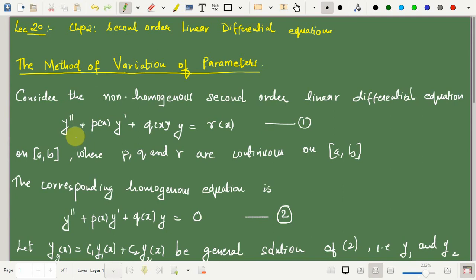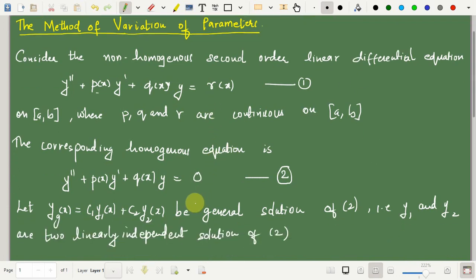So again we consider the same kind of differential equation. In this case p of x and q of x can be constants, or can be functions continuous on the closed interval a comma b, where we wish to find the solution of this second order differential equation. R of x also needs to be continuous. So the corresponding homogeneous equation is given by y double dash plus p of x y dash plus q of x y is equal to 0.